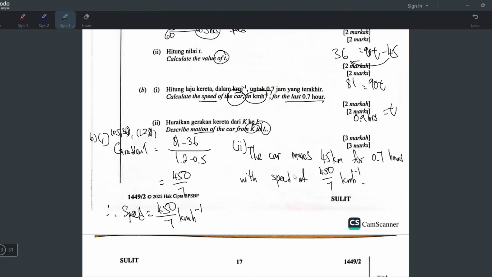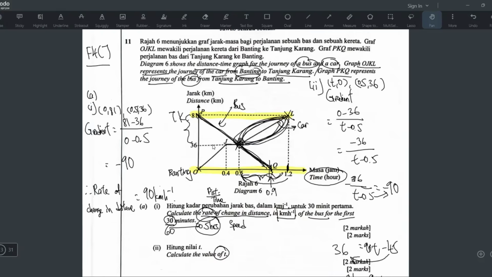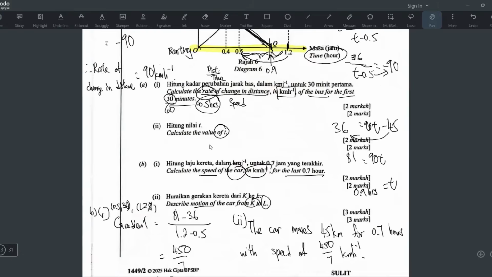Okay, what if you want to say it in Bahasa Melayu? You can also. So you can write kereta bergerak sejauh 45 km selama 0.7 jam dengan laju 450/7 like this. Same thing. Doesn't matter, it depends on which one you prefer, English or Malay. Okay, that's all for 11.